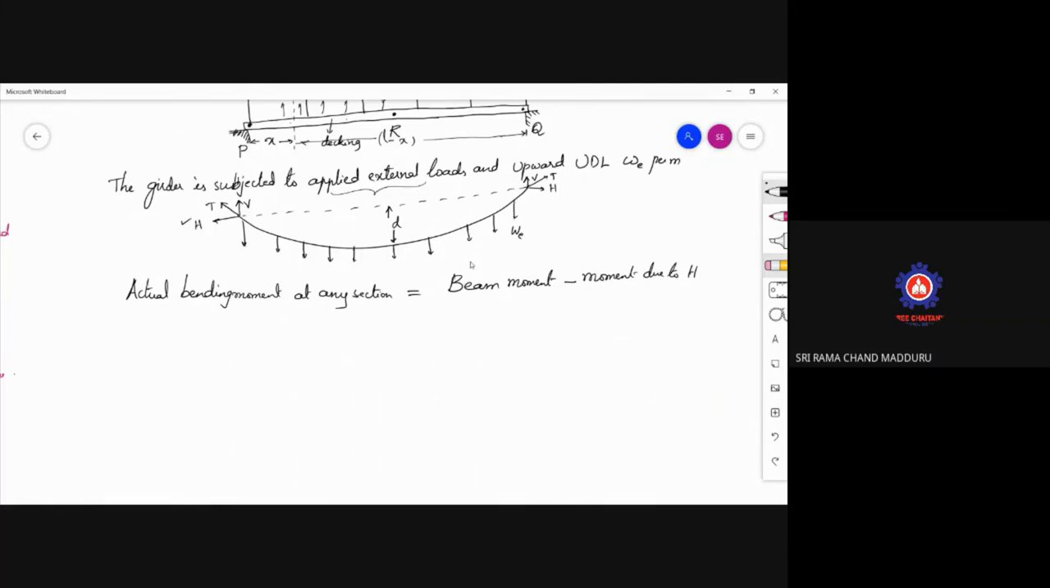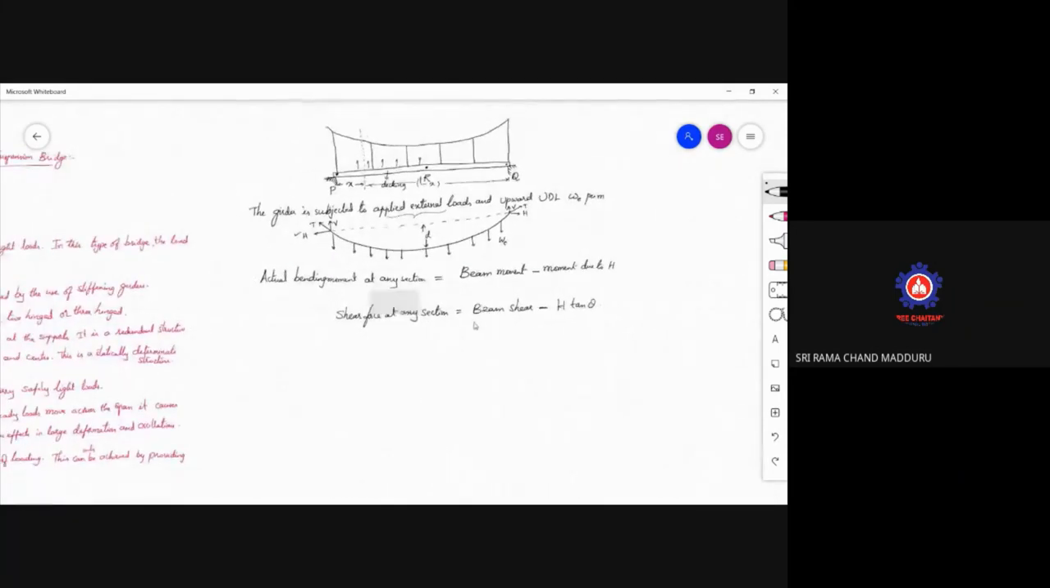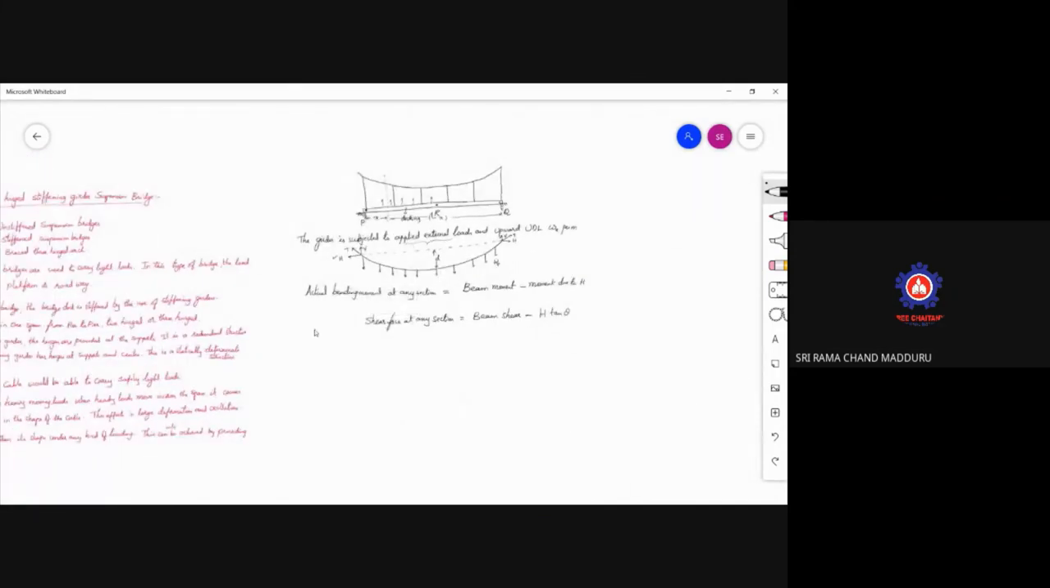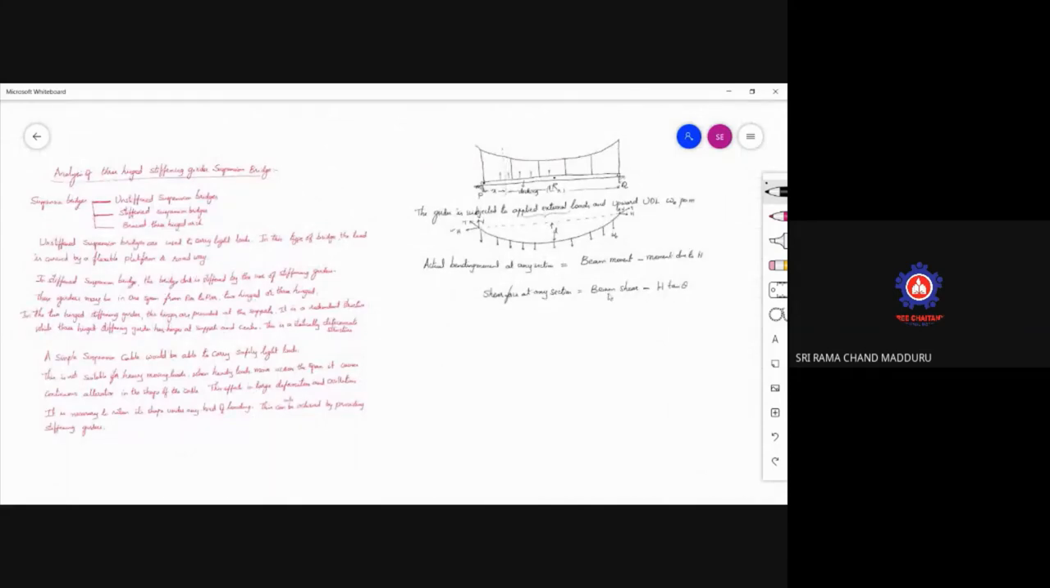Whereas shear force at any section is equal to beam shear minus H tan theta. While solving the problem, we will understand these things. Note on the problem. I will do one thing: the problem I will explain to you tomorrow. While explaining the problem tomorrow, I will tell you how to calculate this beam shear and how we get this H tan theta.